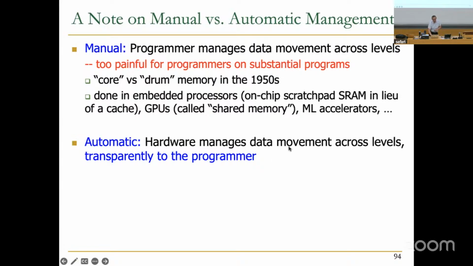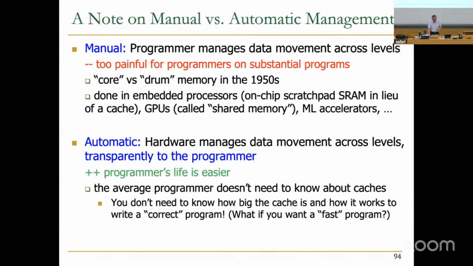Automatic means hardware manages the data movement across levels transparently to the programmer. The programmer doesn't need to do anything. Of course, this is the huge advantage, that the programmer's life is easier, which is important, as we have discussed in the past. And the average programmer doesn't need to know about caches. For example, you don't need to know how big the cache is and how it works to write a correct program. But the issue is a little bit different if you want a fast program.